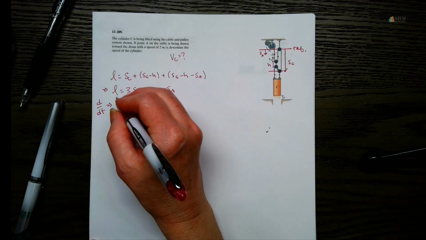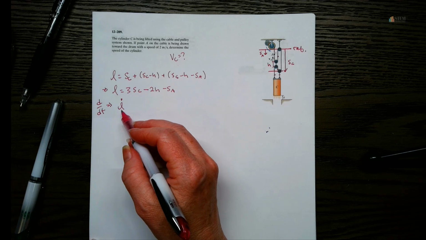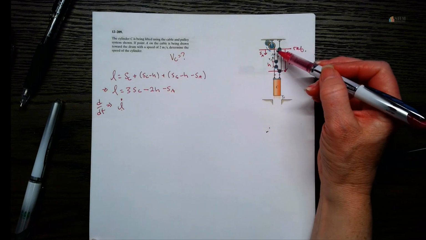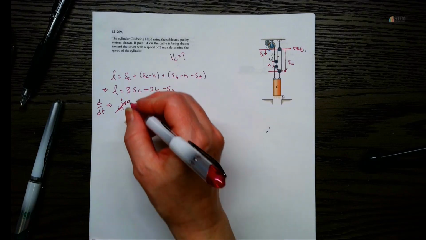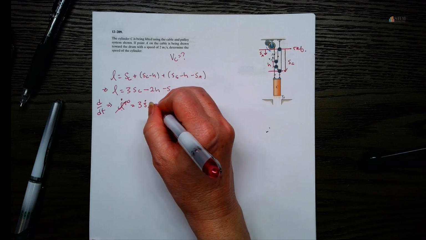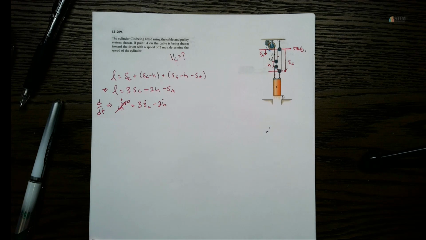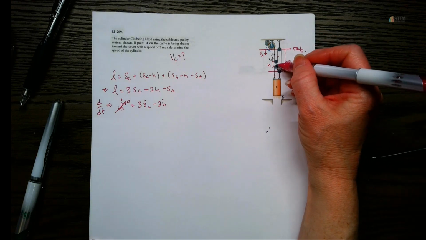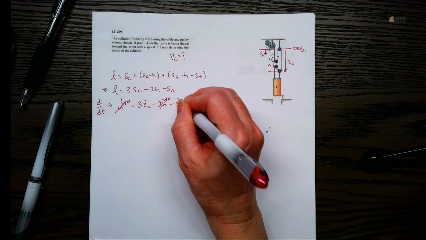So let's do the time derivative. Now, if I do the derivative of L, get L dot, am I going to have a zero for that or no? It will be zero, right? Because the total length of that cable is not changing. So it's a constant. So it's going to go to zero. And then on the right side, we're going to have 3SC dot minus 2H dot. But is H going to change? No, because that's like a fixed distance there. So that goes to zero. And then minus SA dot.